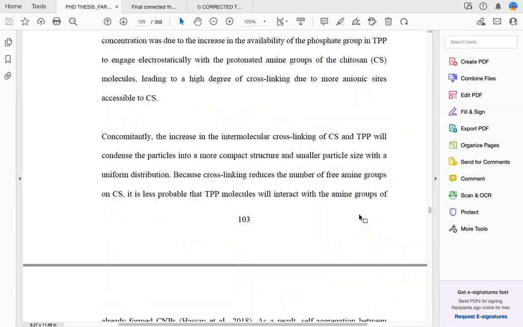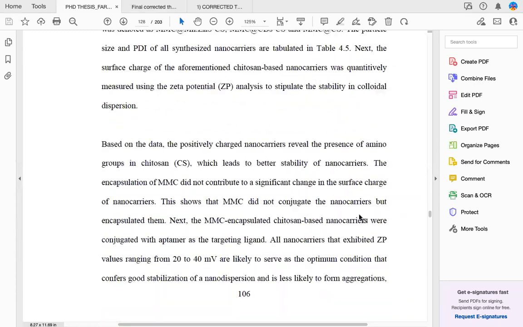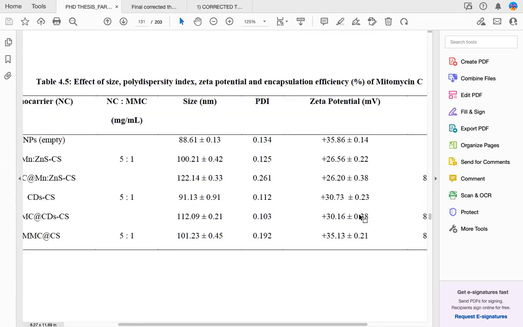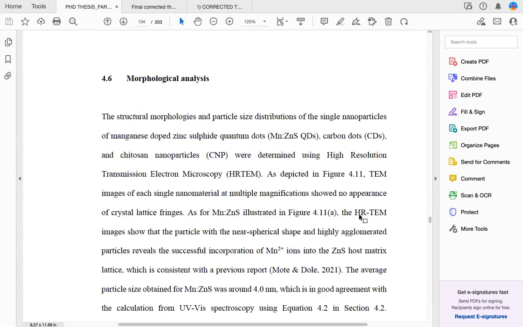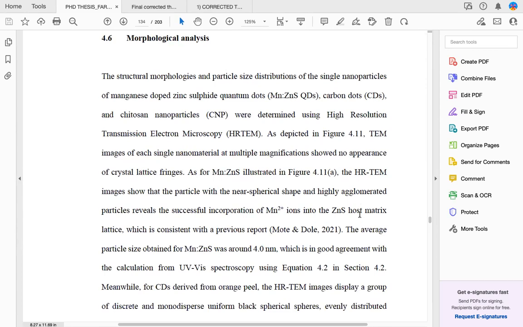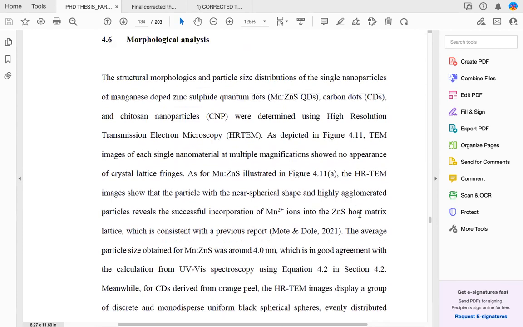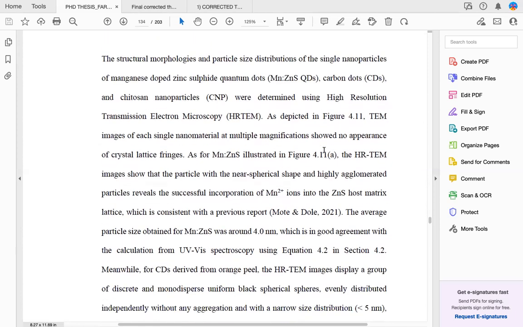Okay, I'm not going to discuss RSM. I want to go straight to the morphological analysis, because sometimes people make mistakes, and it's very important what you can discuss in morphological analysis. So here, first is HRTM. Straight away is the results. Okay, let's look at figure 4.11.